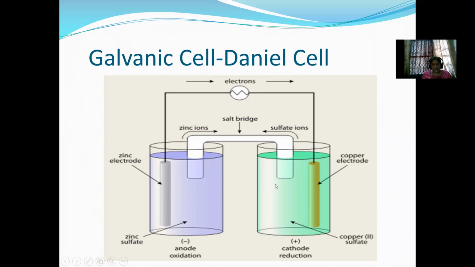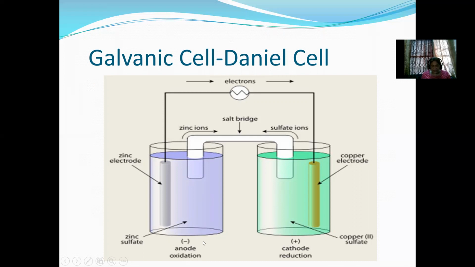Similarly, at the right hand side, the pure metal is copper, and this copper is again dipped in the solution of its own salt, that is copper sulfate. You can take copper nitrate or copper chloride. So this kind of electrolyte is a must. So what we understand is, whatever electrode you are taking, that electrode must be dipped in the solution of its own ions. At the left hand side, this half cell we call the anode, and this half cell we call the cathode.